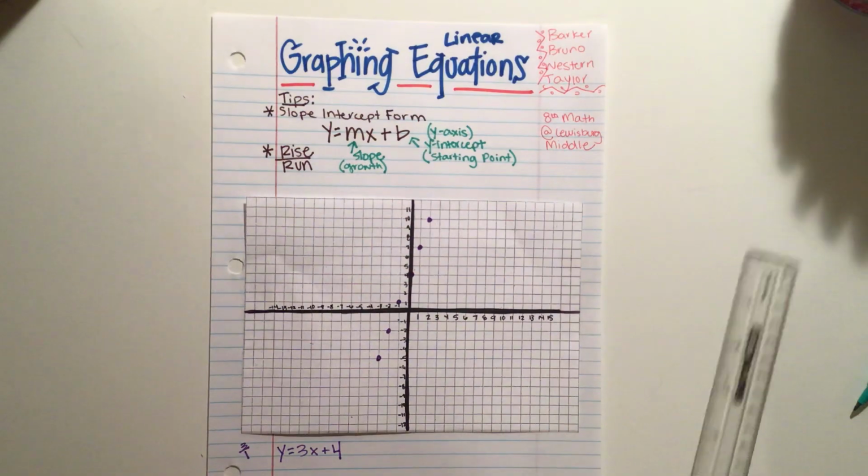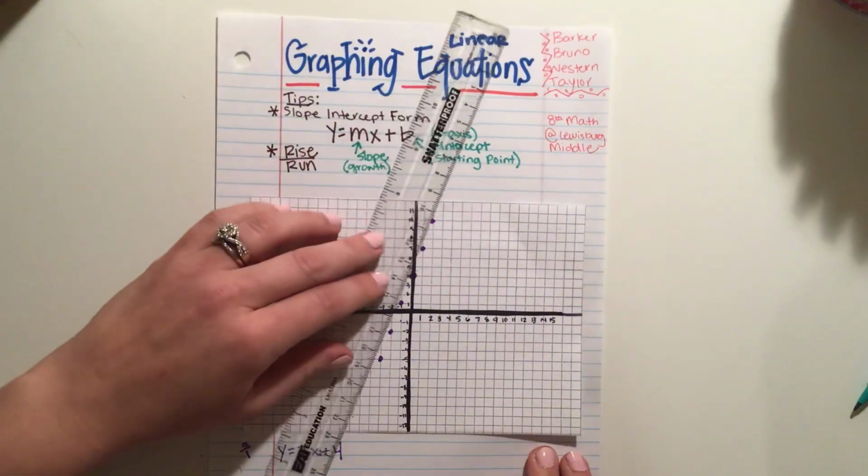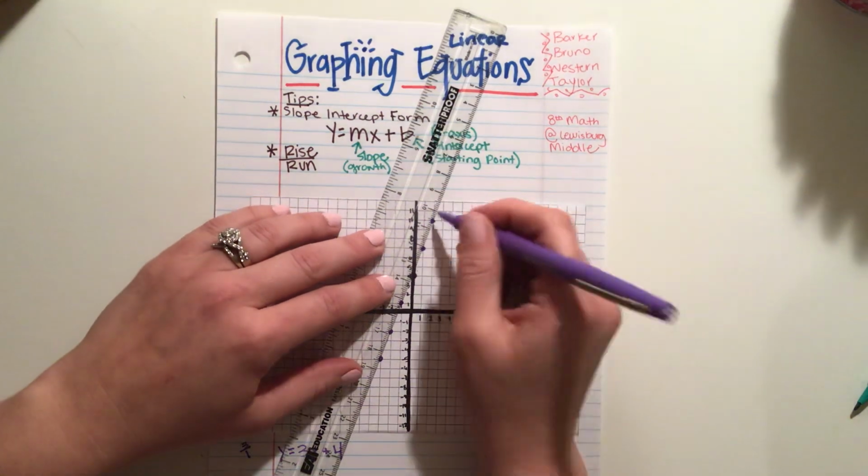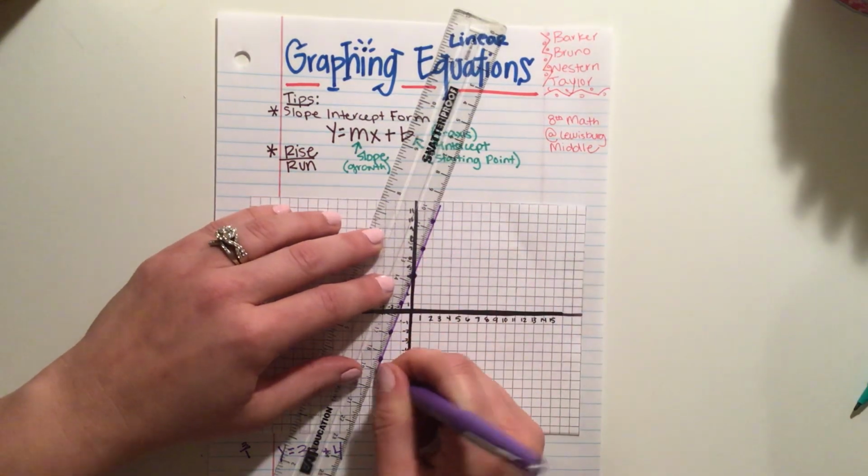Okay, that looks like a good amount to show. So I'm going to line my ruler up nice and neat, real perfect, and I'm going to draw my linear line.